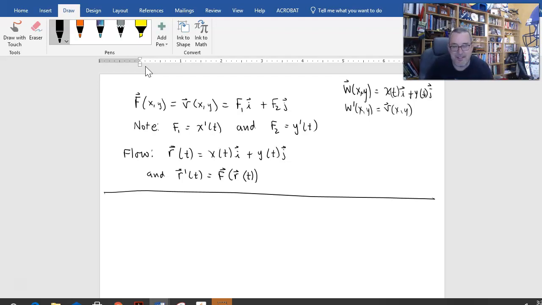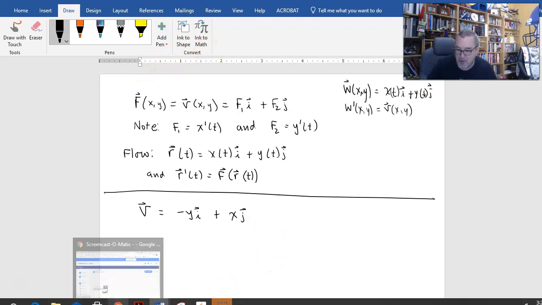Okay, so that's the setup, but let me give you an example now. I'm going to go back to one that was presented earlier. We were given a velocity vector that was negative y i plus x j. So at any point x comma y, you output a vector v.